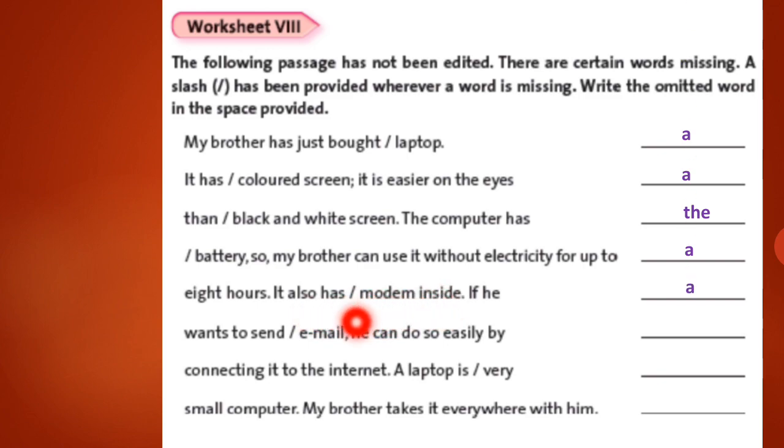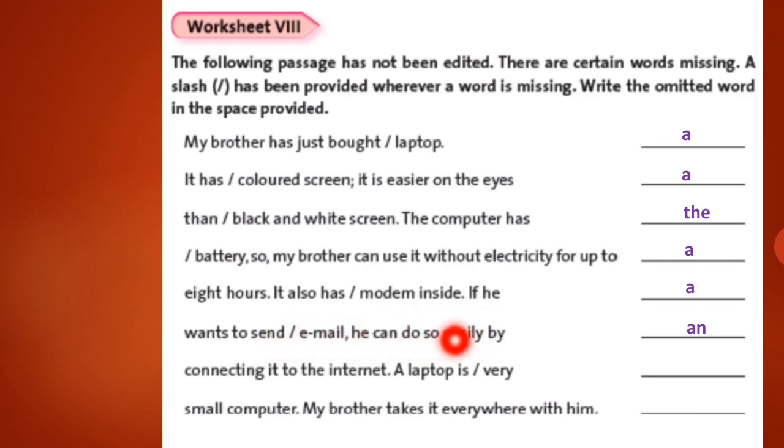If he wants to send an email, "an email." So you can see a consonant vowel is there, vowel sound is there. So email, that is an email. Okay, an email. He can do so easily by connecting it to the internet.